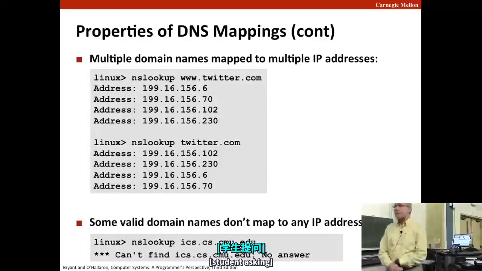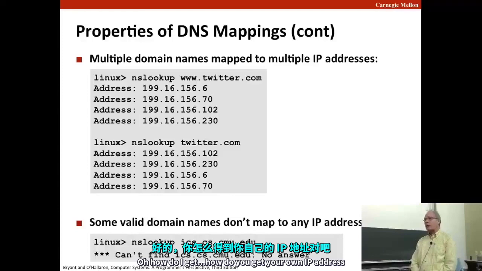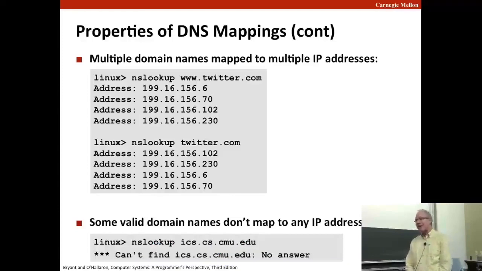So how is this IP address given to a server? For example, let's say I create my own server. How is that number generated? Oh, how do you get your own IP address?